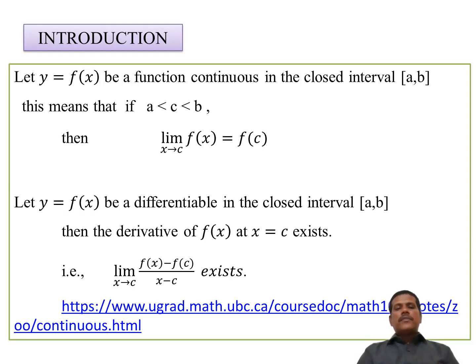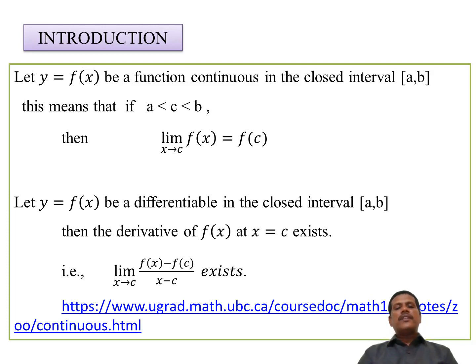There are two types of limits, left hand limit and right hand limit. The left hand limit is limit x tends to c minus f of x, and the right hand limit is limit x tends to c plus f of x. Suppose the left hand limit is equal to the right hand limit, then the function is continuous. Suppose the left hand limit is not equal to the right hand limit, then the function is said to be discontinuous or not continuous.